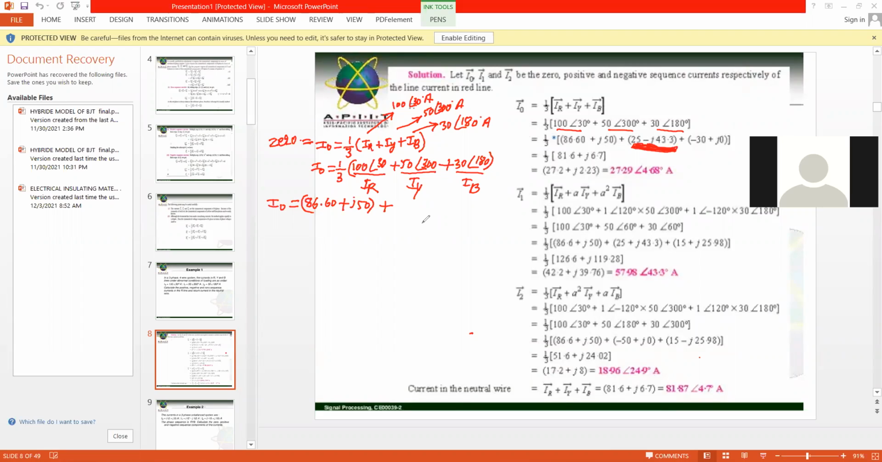We have to do all the calculations and memorize the positive sequence current, negative sequence current, and the zero sequence current with respect to R phase, Y phase, and B phase.